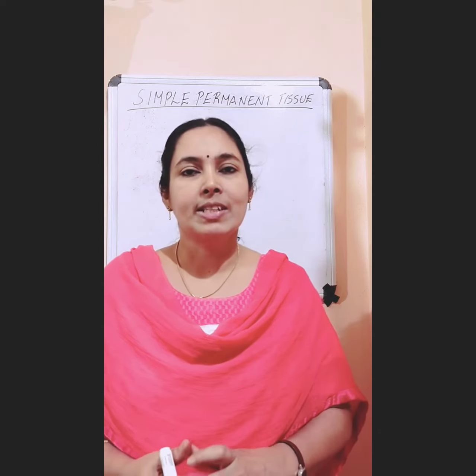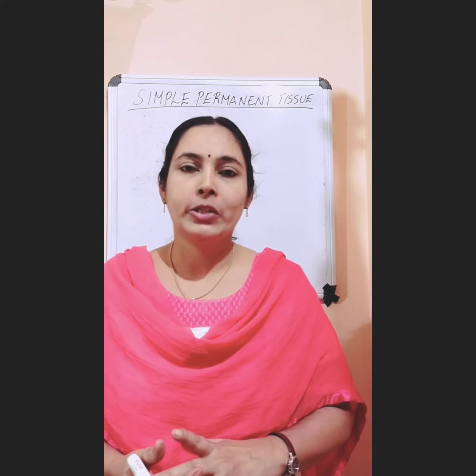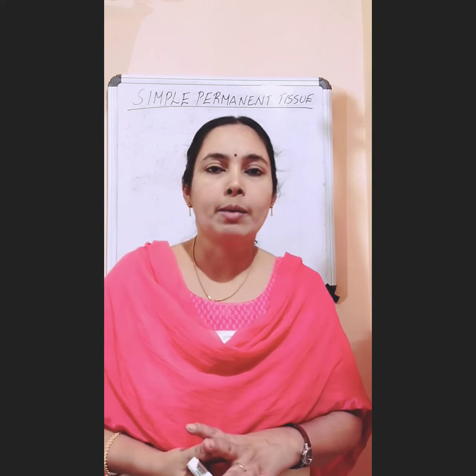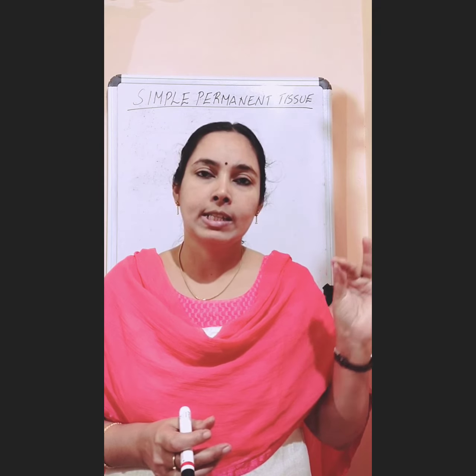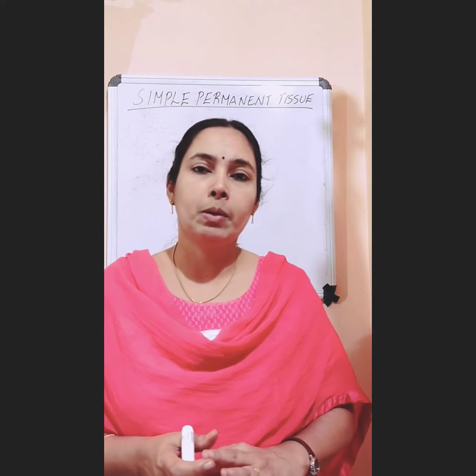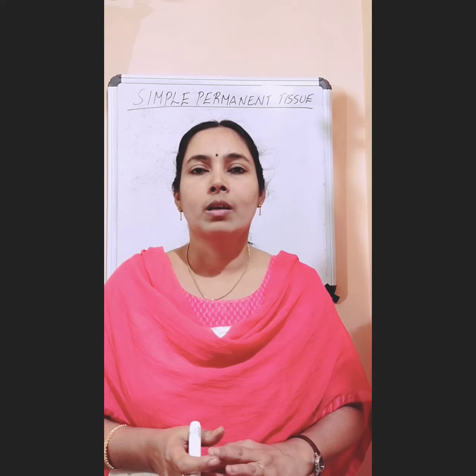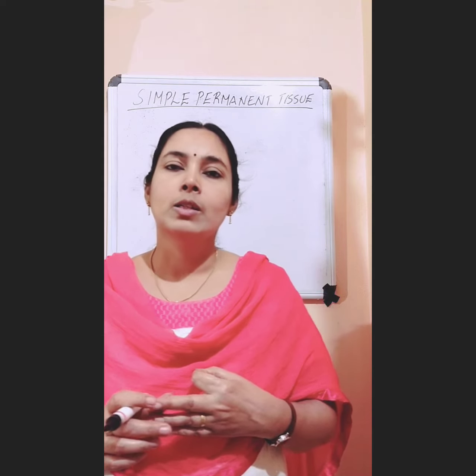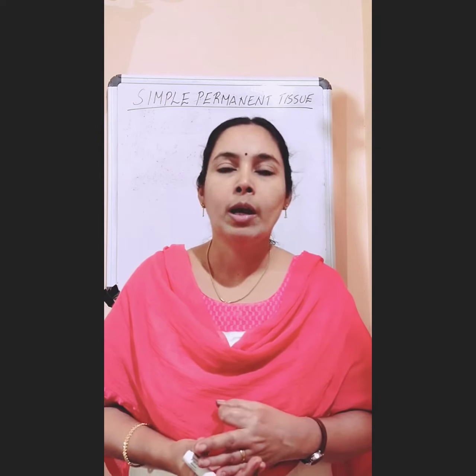In the last class we were studying about permanent tissues, and we studied that there are two types of permanent tissues: simple permanent tissue and complex permanent tissue. And we were discussing simple permanent tissue. Which are the three types of simple permanent tissue? Parenchyma, collenchyma and sclerenchyma.